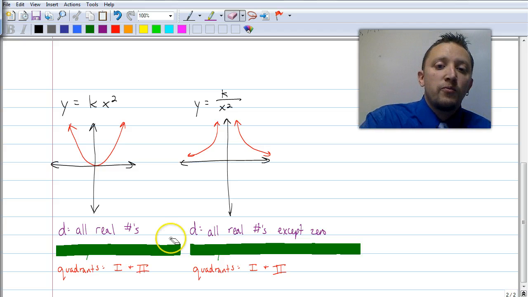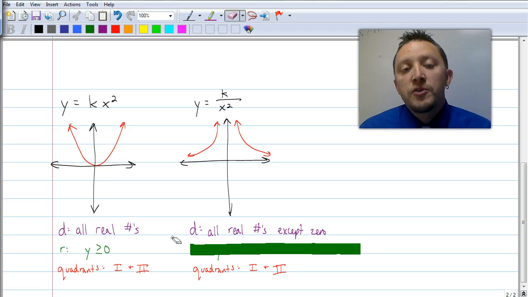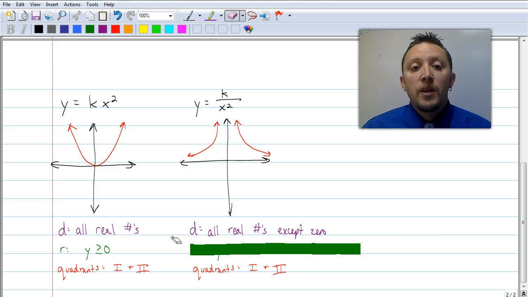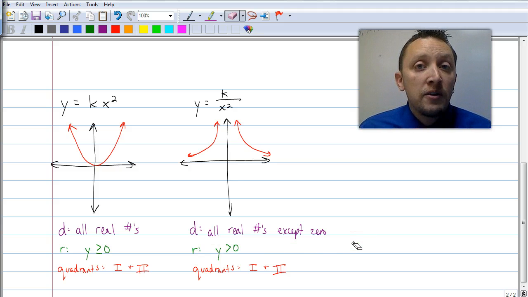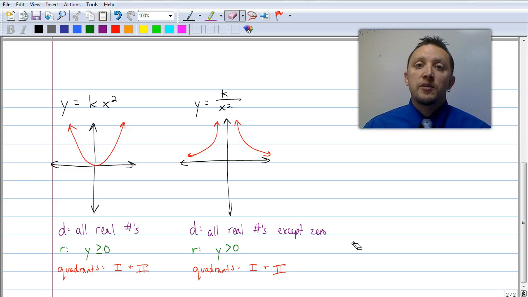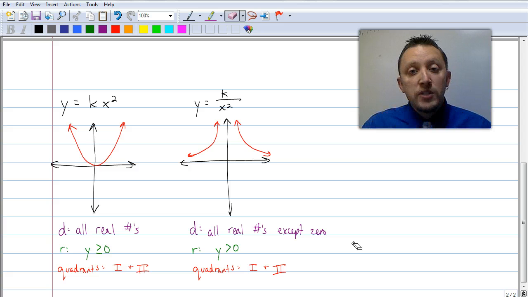Let's look at the range. The range in that first one, y equals k times x squared, can be anything greater than or equal to 0, because it starts at 0 and it goes infinitely up. The other one is similar, except the range is just where y is greater than 0. If you said y was greater than or equal to 0, you'd be wrong, because it doesn't include 0. As you look at the graph, it goes down, but it doesn't ever touch the x-axis where y is equal to 0.